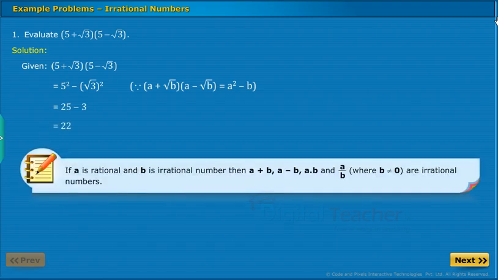Note, if a is rational and b is an irrational number, then a plus b, a minus b, a into b and a by b, where b is not equal to 0, are irrational numbers.